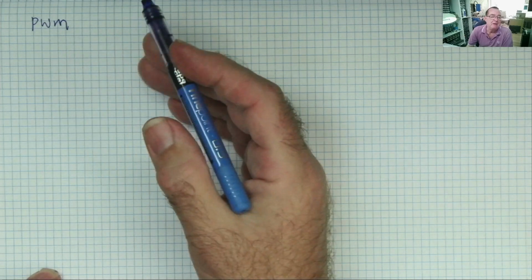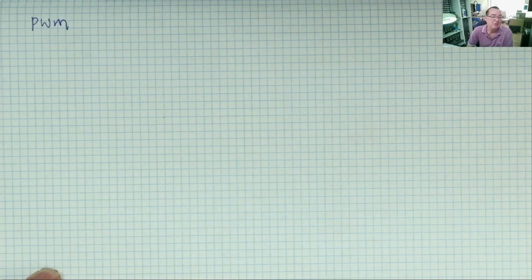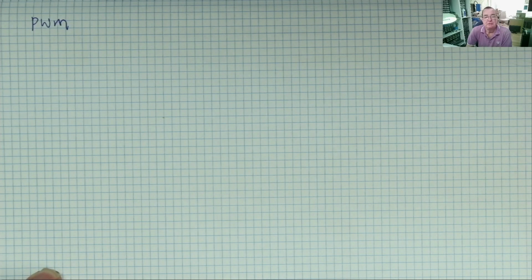Well, pulse and width are fairly obvious words. What they mean is the width of a pulse, okay? Modulation is where some signal is transmitted on a carrier. That didn't tell you a lot, did it? Let me show you and this will become clear.